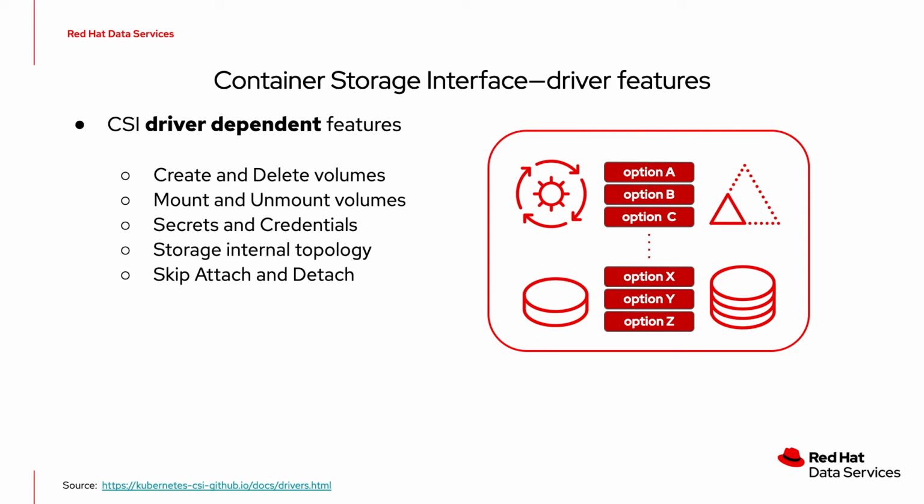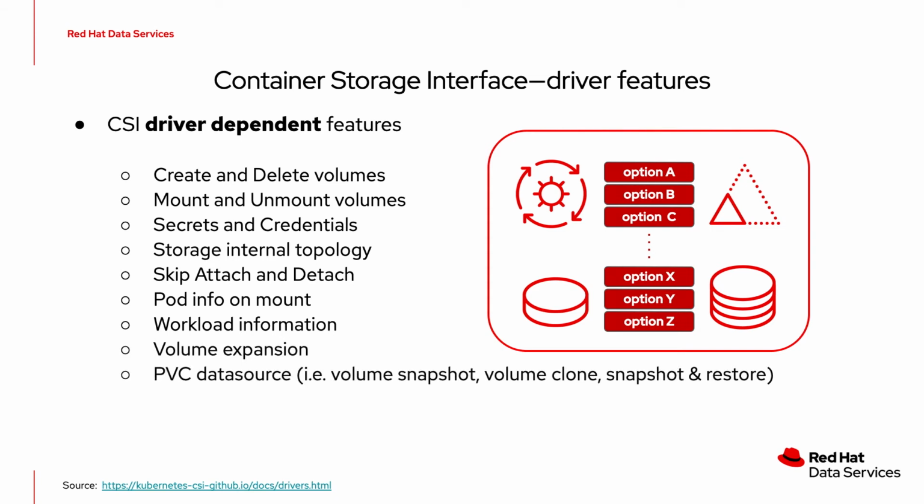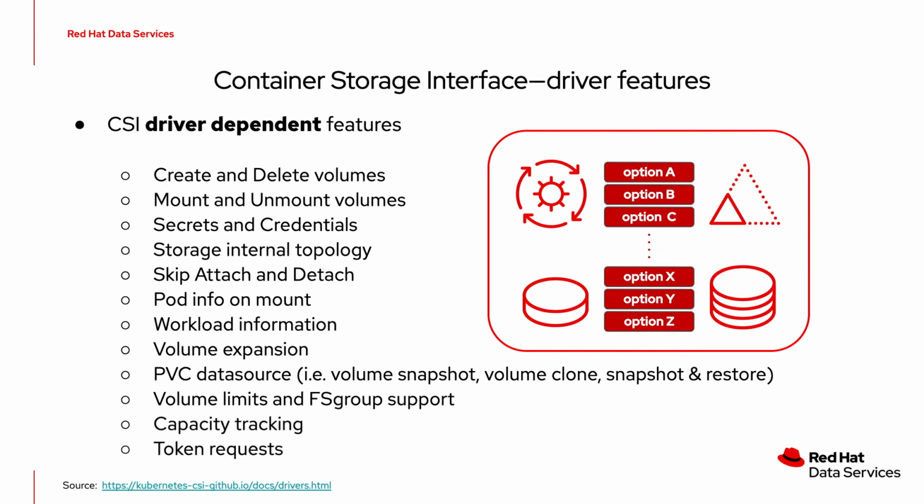There can be things like skip attach and detach, which is typically used with NFS volumes, because then you can skip steps. You don't have to create the resource first. You just want to publish a volume. You can skip certain steps there. You can get pod info on mount, which container pod uses which persistent volume, that kind of information. Maybe information about the workload, that's important. Expansion of volume, snapshots, etc. Cloning of volumes. And these are more the advanced capabilities that CSI can or cannot have. Different things like capacity tagging, token request, it all depends on the capabilities of the driver and the backend storage.